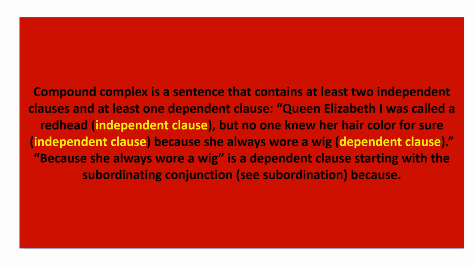Because she always wore a wig, this is a dependent clause because it's starting with a subordinating conjunction, and this is how we make compound complex sentences that contain at least two independent clauses and at least one dependent clause.